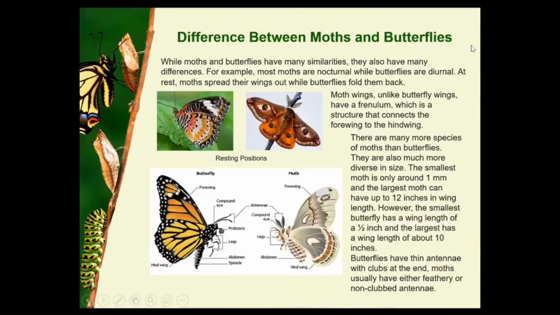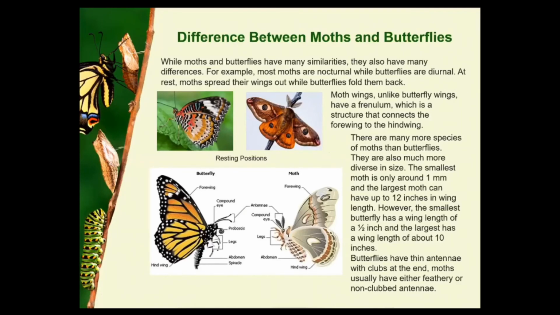So the differences between moths and butterflies: while moths and butterflies have many similarities, they also have many differences. For example, most moths are nocturnal while butterflies are diurnal. At rest, moths spread their wings out while butterflies fold them back. So these are showing the resting positions. You can see when they're at rest, moths have their wings out like that and butterflies have them up like this. Moth wings, unlike butterfly wings, have a frenulum, which is a structure that connects the forewing to the hindwing.